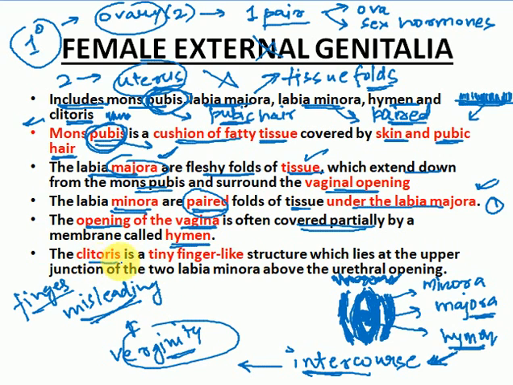Now the last thing, that is the clitoris, is a tiny finger-like structure that lies at the upper junction of the two labia minora, above the urethral opening. So above the urethral opening, where the two labia minora meet, somewhere here a finger-like projection will be present, that is called the clitoris. So I hope you got the concept very well.